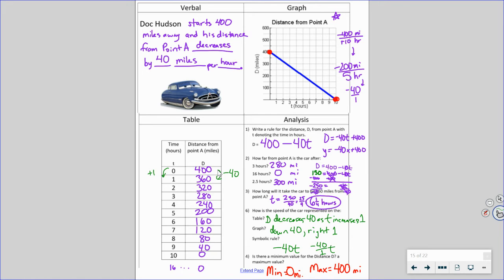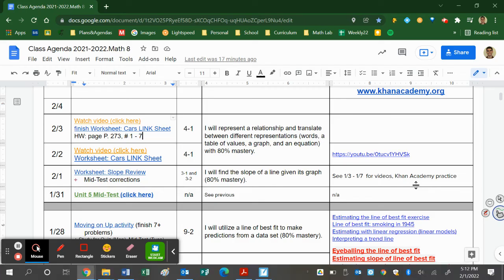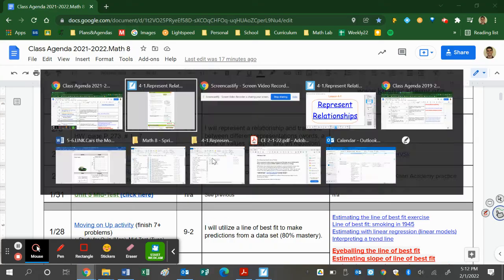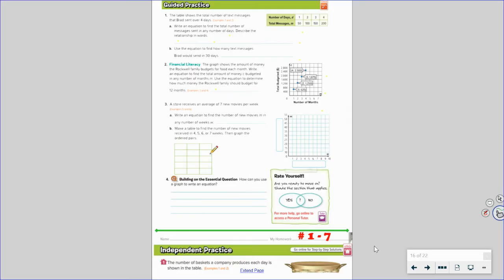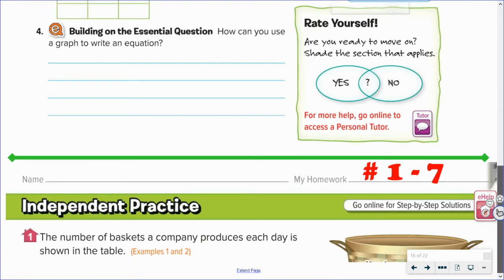All right, now that wraps up all of our link sheets for the CARS activity. From here, we're going to go into a guided practice. Homework for the evening, page 273, numbers 1 through 7. Page 273, I'm going to zoom in on the bottom portion. Page 273, and it does go on to the next page, page 274. Go ahead and write your homework right there.